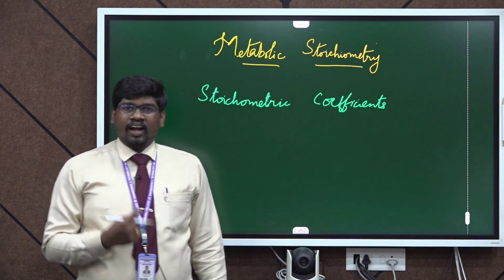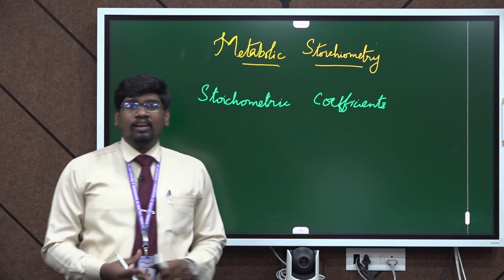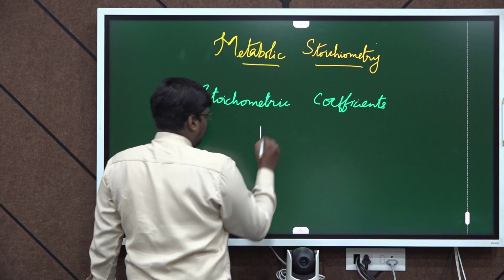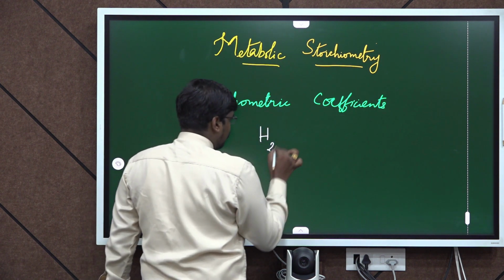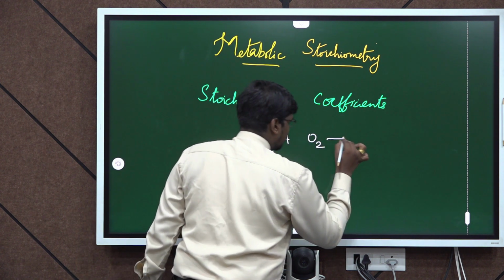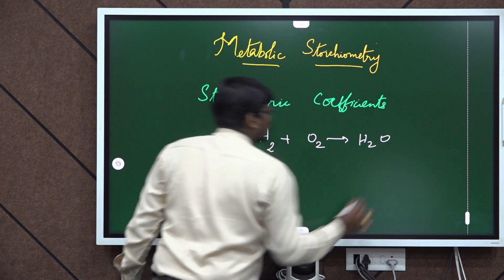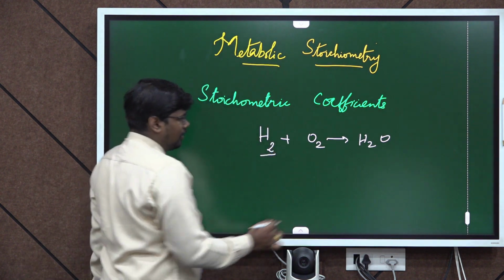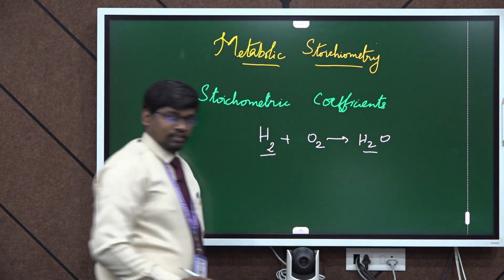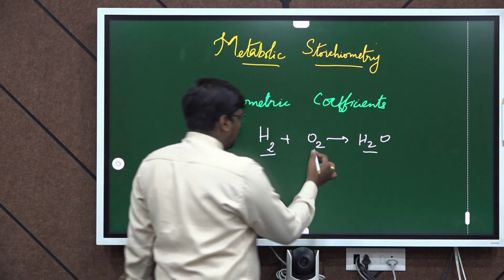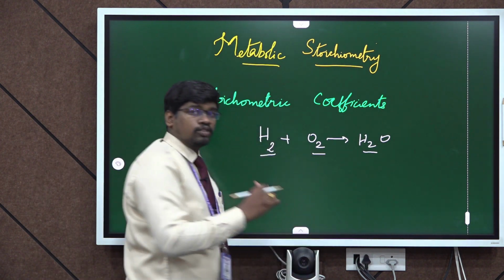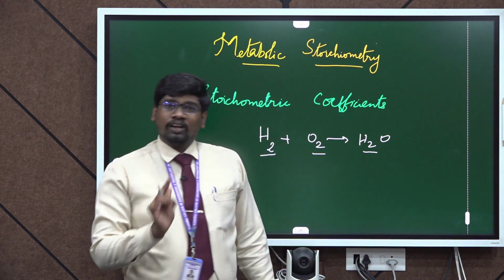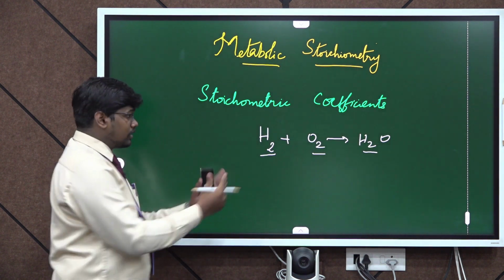Stoichiometric coefficients are the numbers added in a chemical reaction to balance the input and output of a given reaction. For example, we all know the formation of water from hydrogen and oxygen. So H2 plus O2 gives H2O. If you see this reaction here, there are two atoms of hydrogen, and in the product also there are two atoms of hydrogen. So it is balanced. If we see the number of oxygen atoms here, two atoms of oxygen are going into the reaction, but at the end of the reaction there is one atom of oxygen present in the one molecule of water. So this is not balanced.